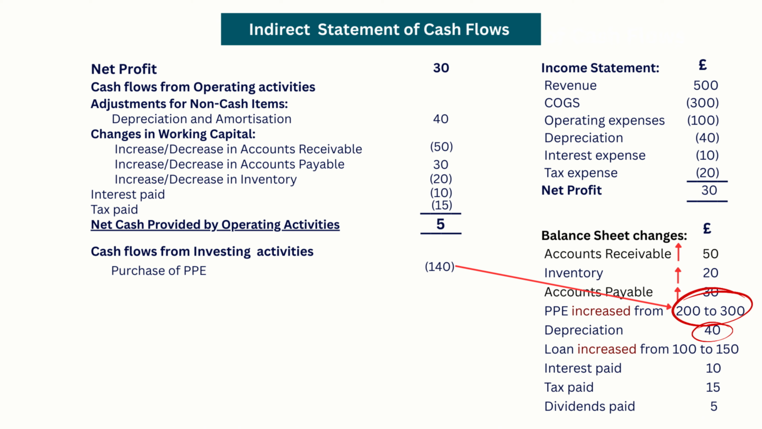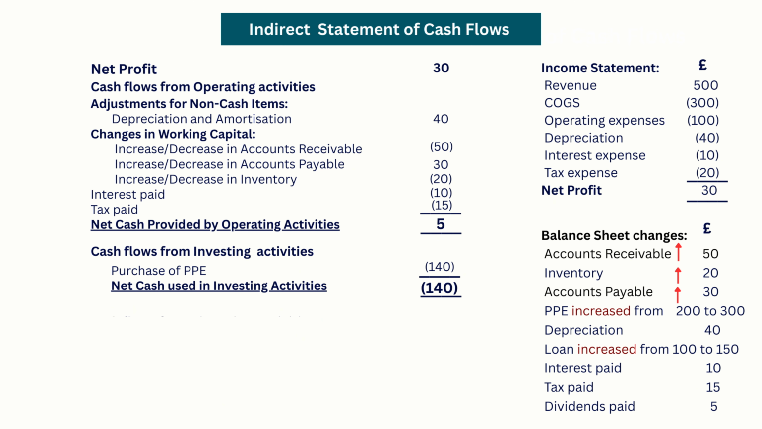Investing activities relate to long-term assets like plant, property and equipment. Plant, property and equipment movement is: opening balance is 200, closing balance is 300, depreciation was 40. We use T-account logic. Plant, property and equipment purchase equals closing balance 300 minus opening balance 200 plus depreciation 40. Cash used to buy PPE is 140.